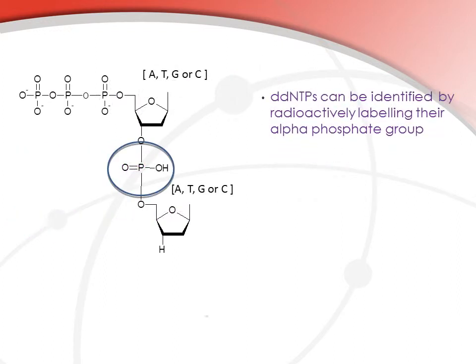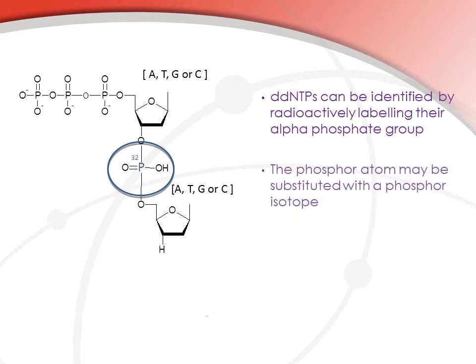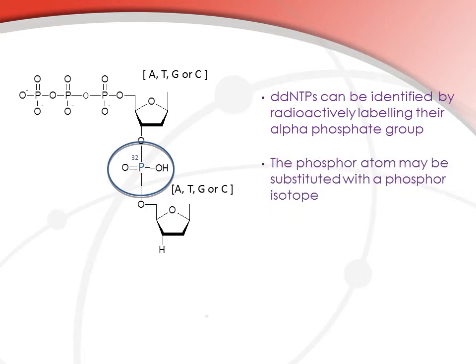The analogues are identified through radioactive labeling of their alpha phosphate group, as that's the group that takes part in the phosphodiester bond. Either the phosphorus atom is replaced by a phosphorus isotope, or one of the oxygens attached to the phosphorus atom is replaced by a sulfur isotope.